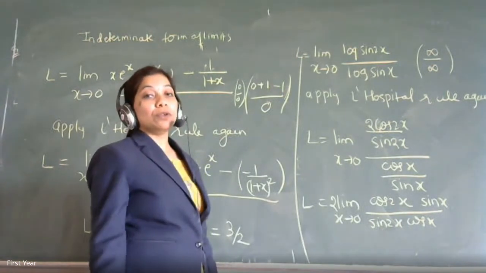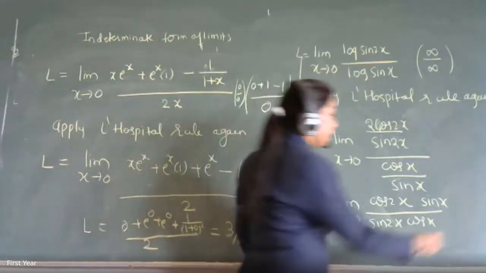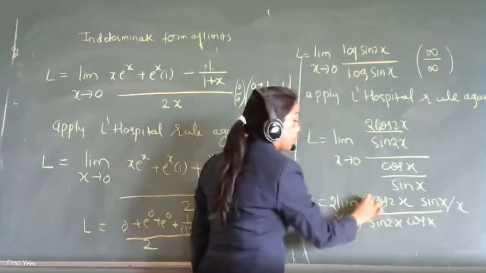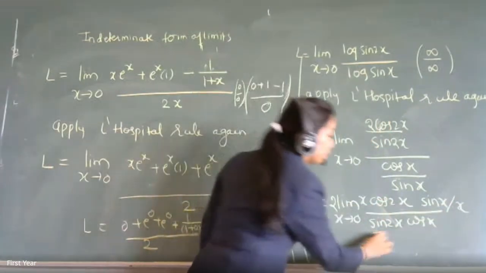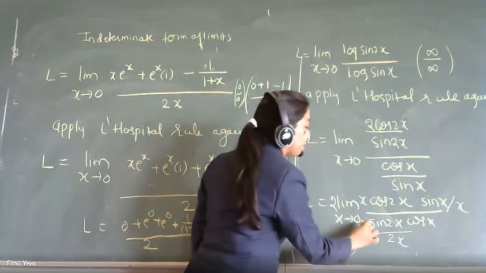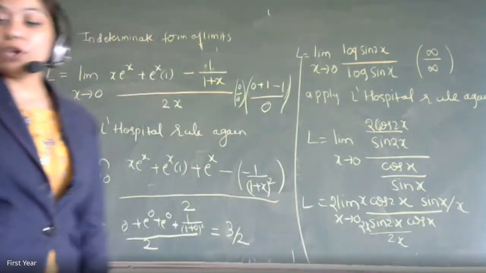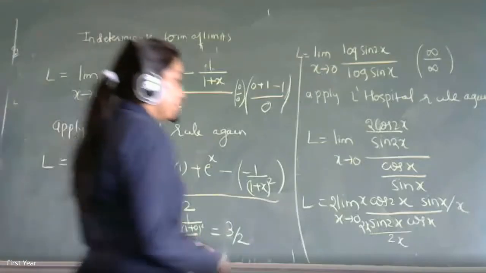Else what will happen? We have to multiply and divide by x. That's what I'm telling you. So if you divide by x, you have to multiply by x. And here if you divide by x, you have to multiply by 2x. Is it okay? Did you understand what I did? Otherwise, I'll have to repeat it. I'll repeat. See here.